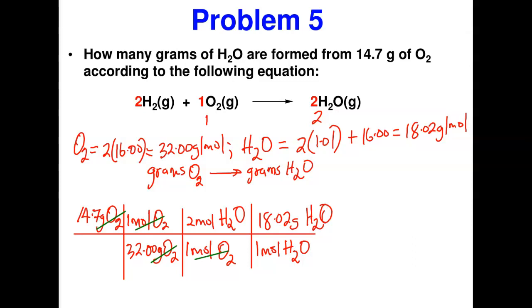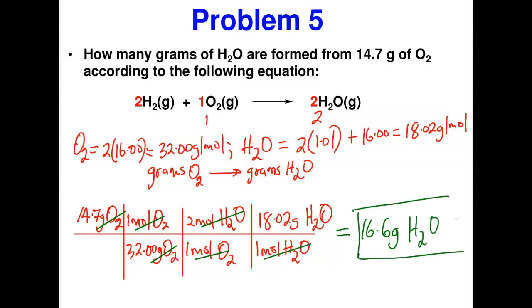And again, I want to cancel with my green. So moles of water cancel with moles of water. And if we multiply everything together, we're going to get 16.6 grams of H2O. That is exactly what you get.